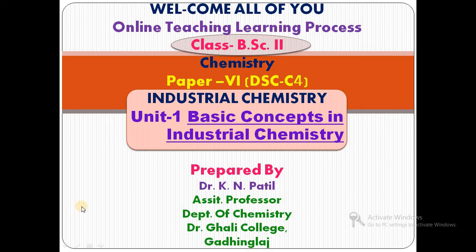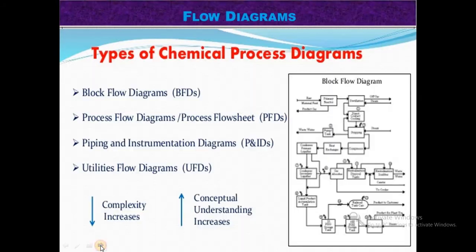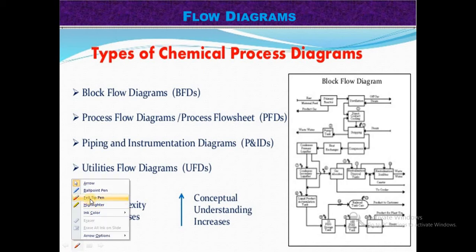We have started unit number one, basic concepts in industrial chemistry, from paper number 6, industrial chemistry. In our last video we saw details about unit operations, unit processes, and flow diagrams and their types. In this video we will see details about the types of flow diagrams. As we have studied, there are mainly 4 types available.